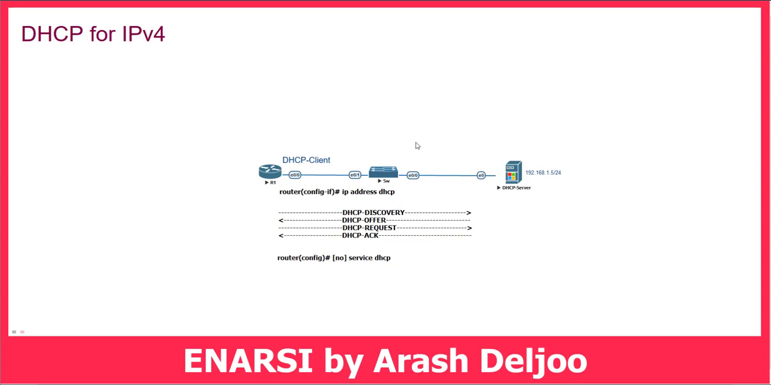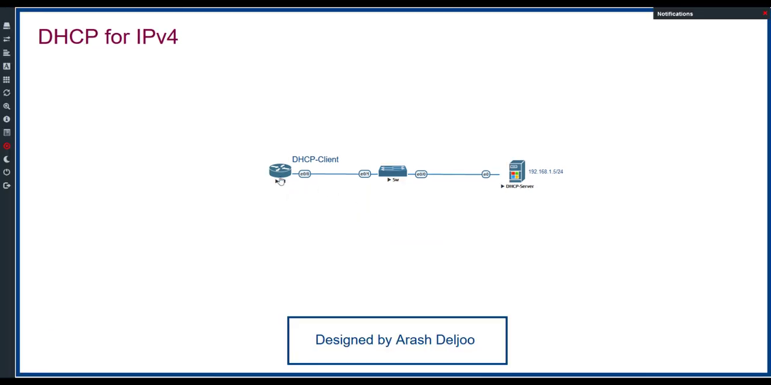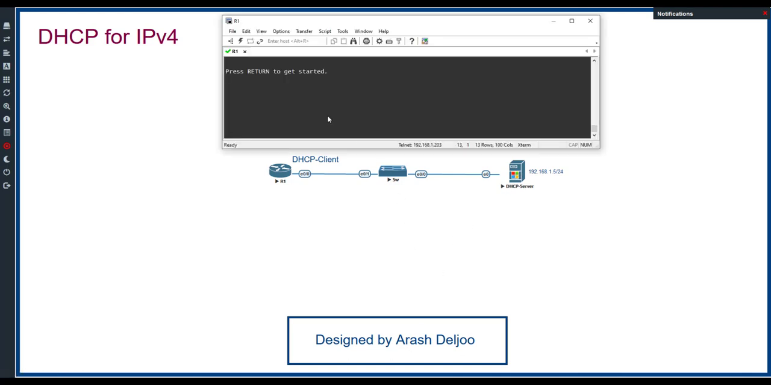Let me show you this scenario. I'm going to show you how the router is obtaining its IP address from the DHCP server. Actually, here the router is working as a DHCP client. In this scenario, as you can see, we have Router 1 connected to the DHCP server. This is the CLI of Router 1.